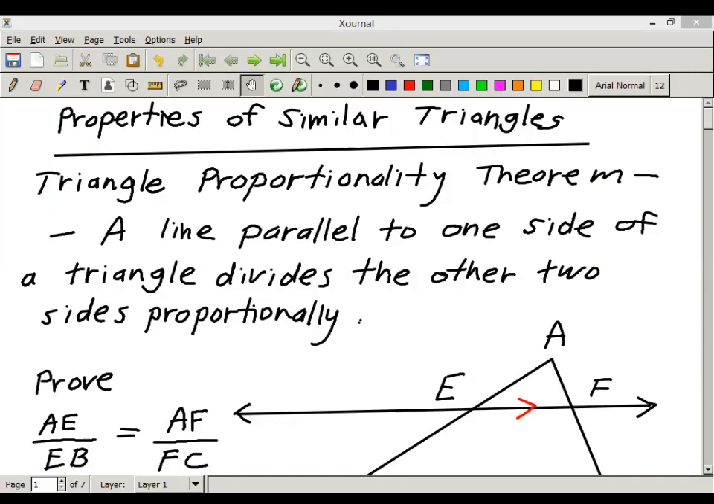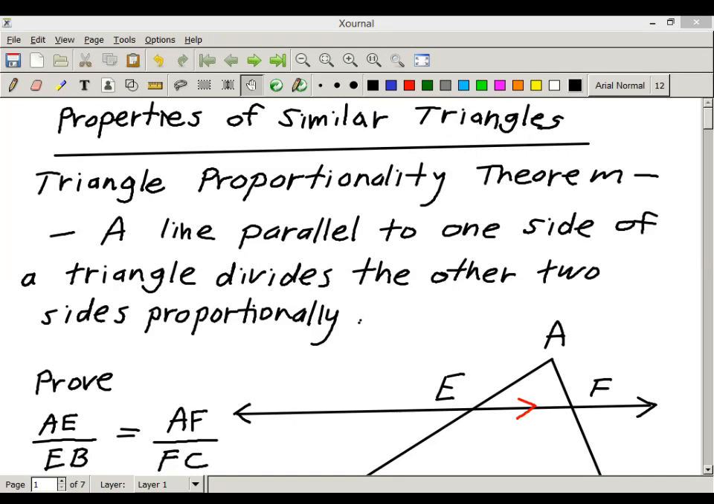All right, welcome back, everybody. We're going to talk about properties of similar triangles today. We have three theorems, which we're going to prove all of them, and then three examples to go with those theorems. These theorems are challenging, I have to be honest with you. So buckle up and let's get started.